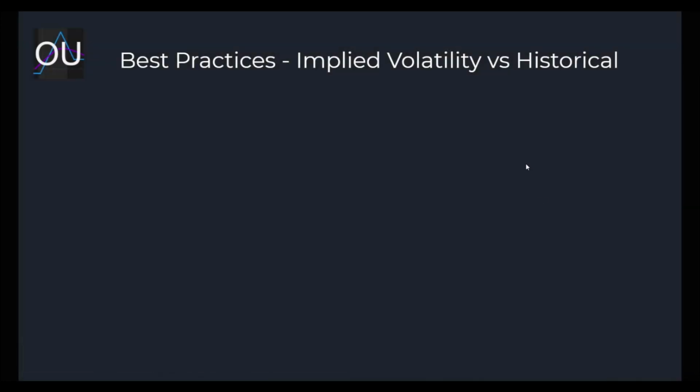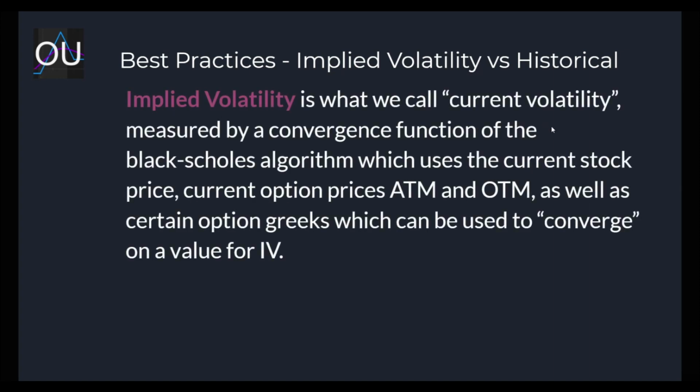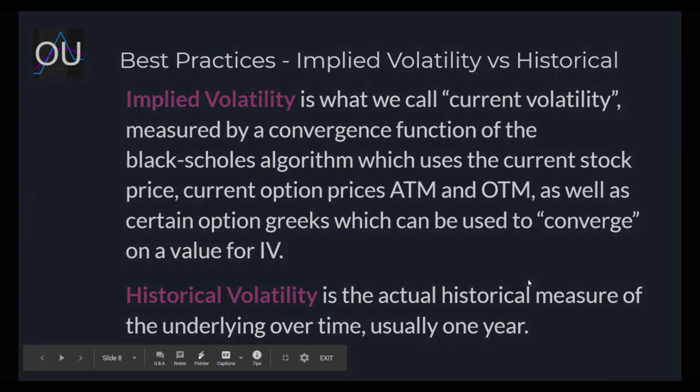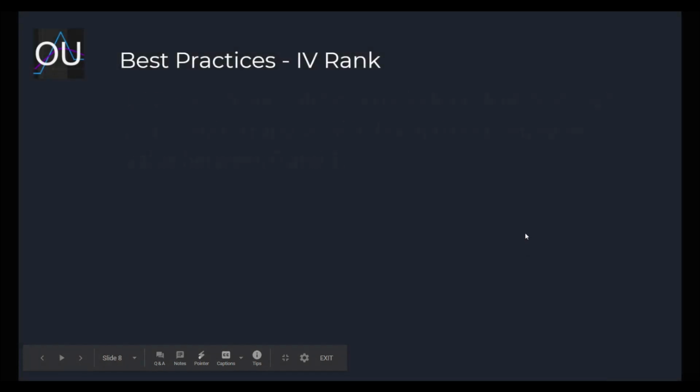So implied volatility versus historical volatility. Implied volatility is what we call the current volatility, measured as a convergence function of the Black-Scholes algorithm, which uses the current stock price, the current option prices at the money, out of the money, as well as certain Greeks, like Vega, which can be used to converge on the value for IV.